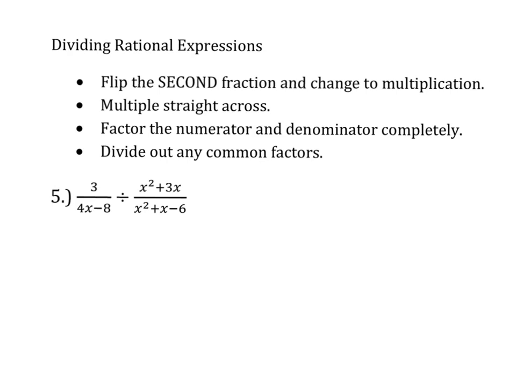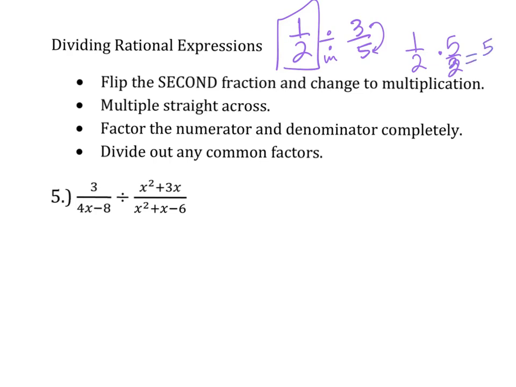Very, very similar to the first part, except for the first step. If you remember when we divide fractions, so say we have 1/2 divided by 3/5, our first step is to keep the first, change division to multiplication, and flip or take the reciprocal of the second. Once we do that, we just multiply across, right? And so it's the same thing here.